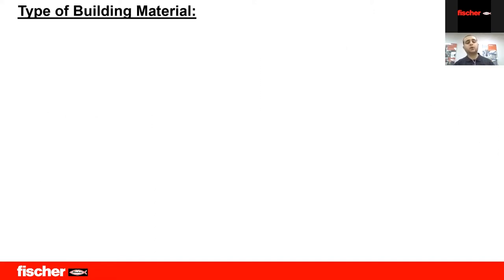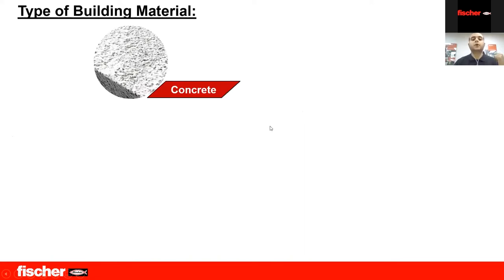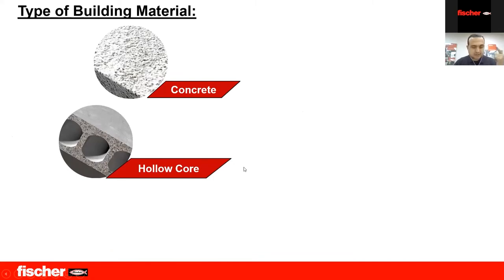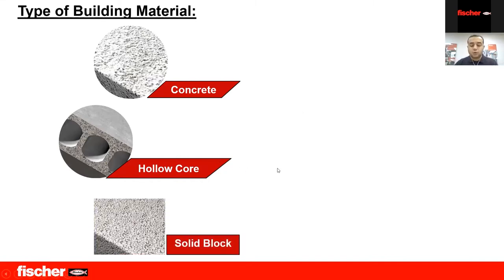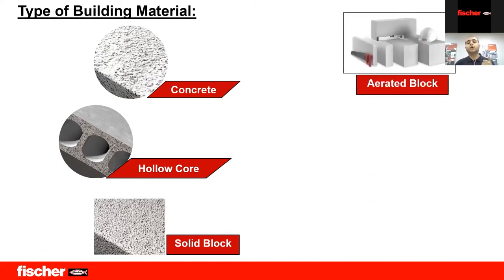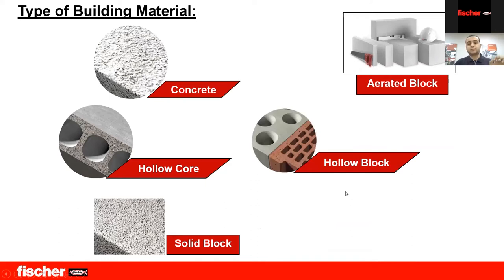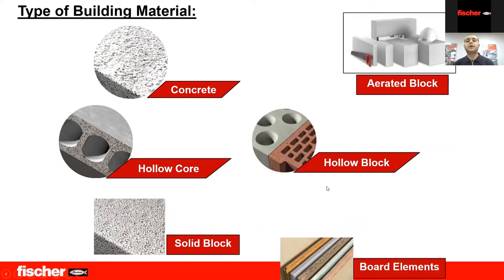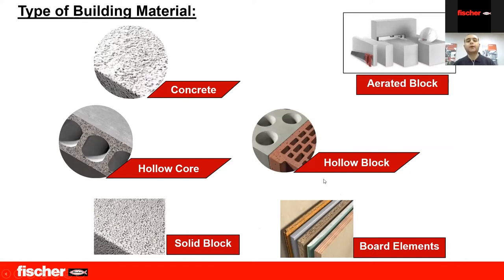In order to go into details, we are going to discuss the following. The normal concrete, which is our RC concrete. The hollow core pre-stressed concrete, which is a type of concrete; however, it is pre-stressed, having pre-stressed strands in the factory and elliptical-shaped voids. Also the solid block, which is composed of compacted material. The aerated concrete, the AAC block. The hollow block, which is our porous material with opening structures. And finally the board elements. For each one, we are going to discuss the suitable anchor we have to use, the main advantages, and the main applications.